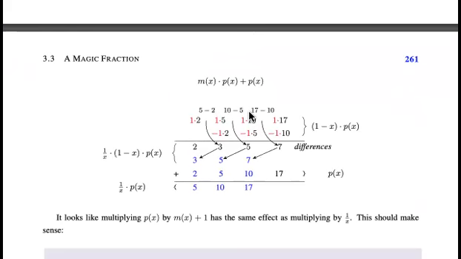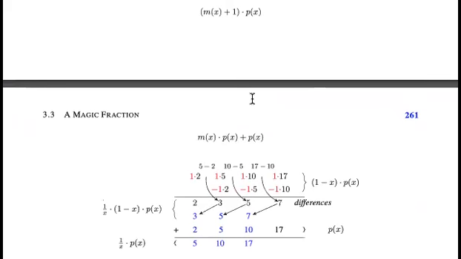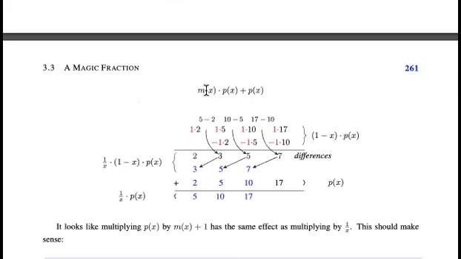So let's go ahead and see what happens if we do that. M of x plus 1 times p of x. Notice that m of x times p of x gives us this sequence of differences right here. But then let's add that to the original. It should make sense: 2 plus 3 should give us 5, since 3 is the difference there. And 5 is the difference between those, so 5 plus 5 gives us 10.